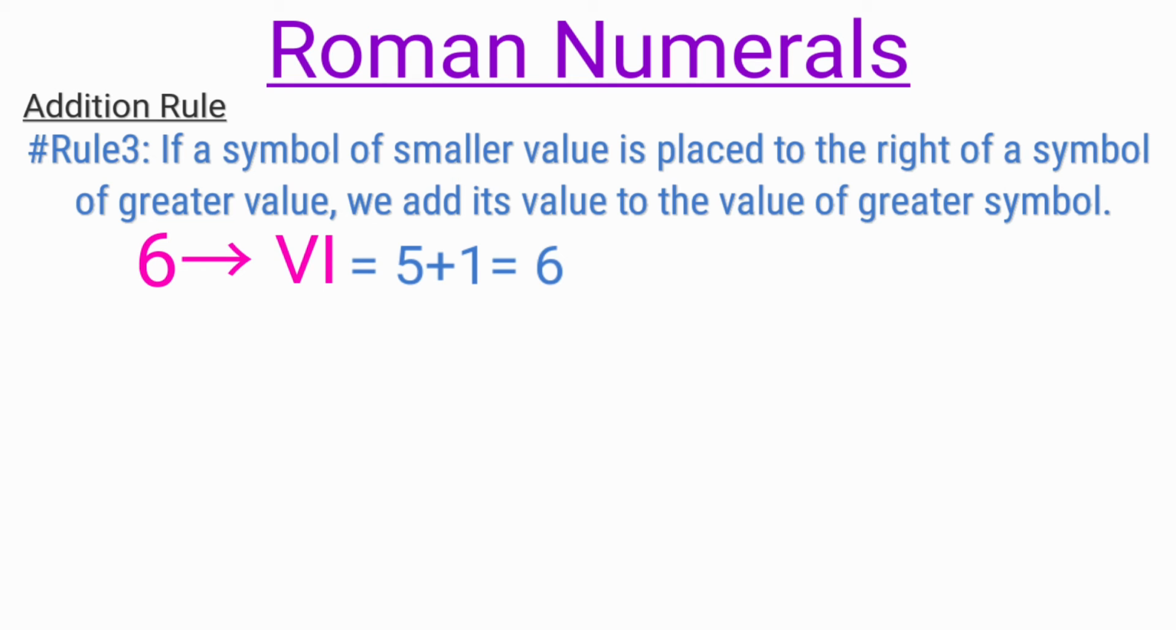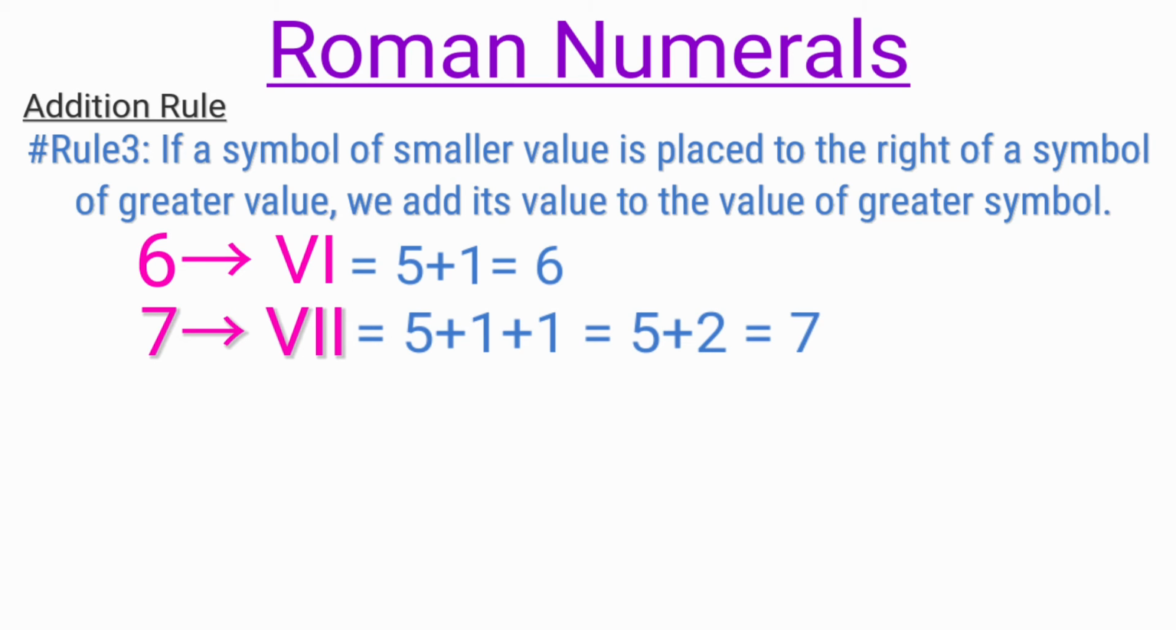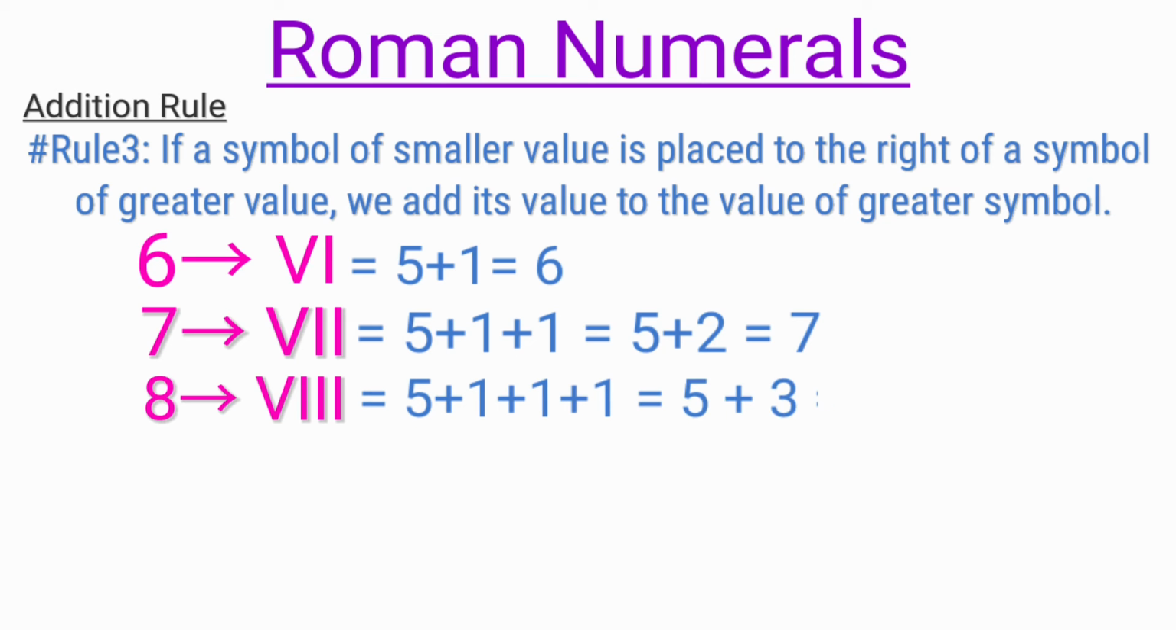Similarly, we can write 7 and 8. Here, V is 5 and 2 times I is 2. That is, 5 plus 2 is 7. For 8, the value of V is 5. 3 times I is 3. 5 plus 3 is 8.